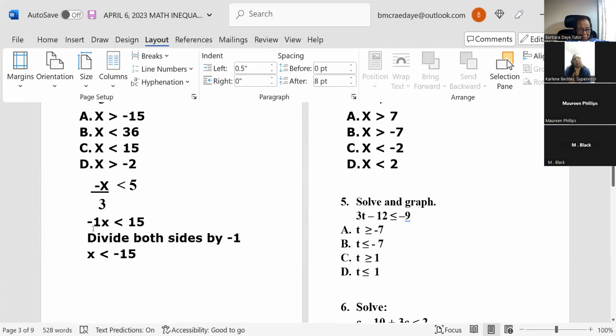15 divided by -1 is -15. But wait, is my answer right, then? Go ahead. No, my answer is wrong. Maureen is right. Since you divide by -1, you've got to reverse, just flip the inequality, right?